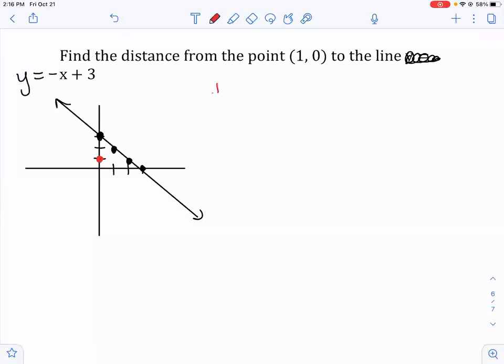So let's go ahead and write a perpendicular line. Keegan, what does our slope need to be? The reciprocal. What is the slope of this line? -1. So what is the opposite reciprocal of -1? Good. And we need to go through the coordinate 1, 0. Okay, do the y equals mx plus b for me. Just silently.